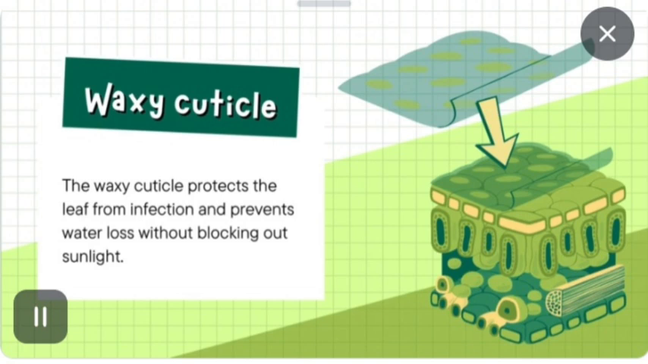Waxy cuticle. The waxy cuticle protects the leaf from infections and prevents water loss without blocking out sunlight. So there is a layer which is called a waxy cuticle. It protects from the water loss and blocking the sunlight.